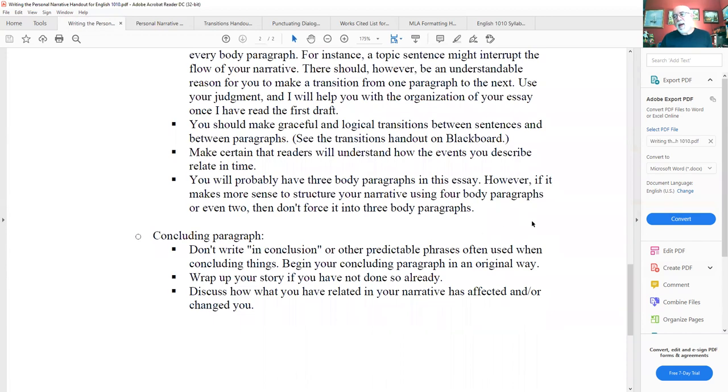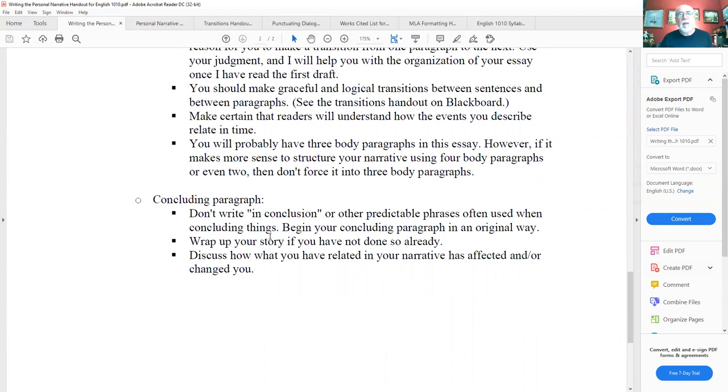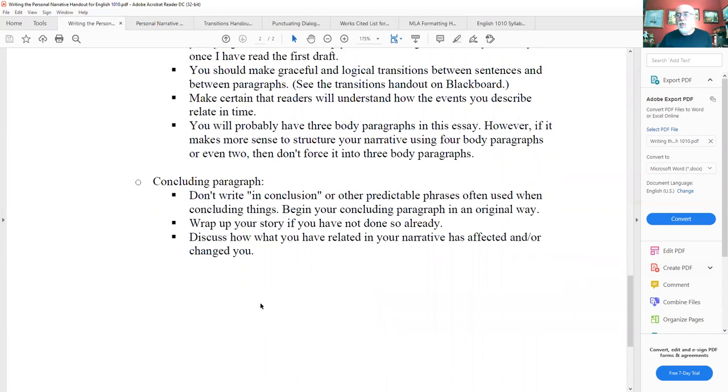I suggest three body paragraphs. If you need four or maybe you need two, don't think, oh, I got to do three body paragraphs, right? Whatever fits what you're doing, right? Don't write "in conclusion," thank you. Wrap up your story. Yeah. That might be an original way to start your concluding paragraph, like "wrap up your story." Okay, good.